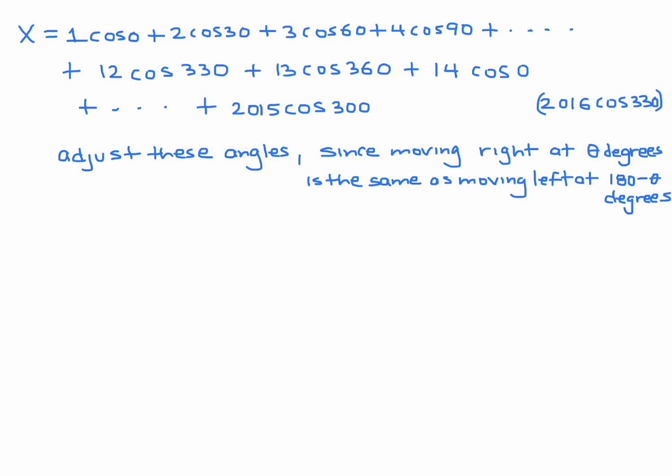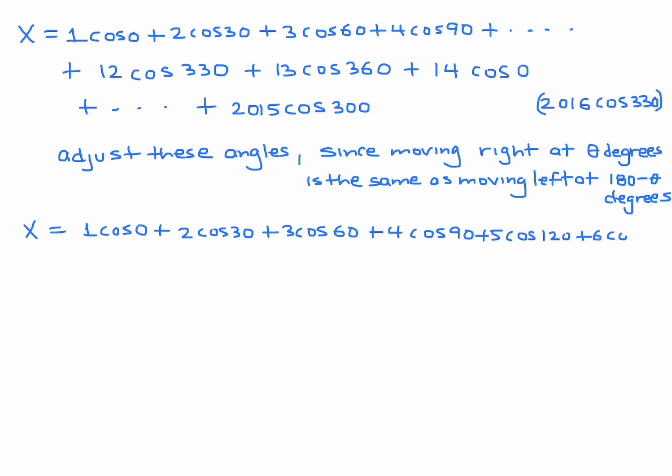When you move right at theta degrees, it's the same as moving left at theta minus 180 degrees. So all of these can be adjusted as follows. We can keep the 1 cos 0, 2 cos 30, 3 cos 60, and all those guys, right? 4 cos 90, and so on. We can keep 5 cos 120, 6 cos 150.